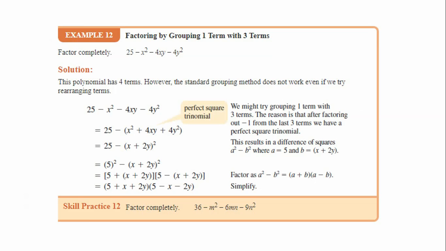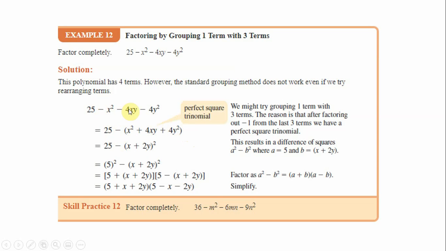So this polynomial, they would have factored completely: 25 minus x squared minus 4xy minus 4y squared. Here, it's got four terms. However, the standard grouping method does not work, even if we try rearranging terms. But I can do this. I've got this little piece here, and it looks like that's a perfect square, maybe.